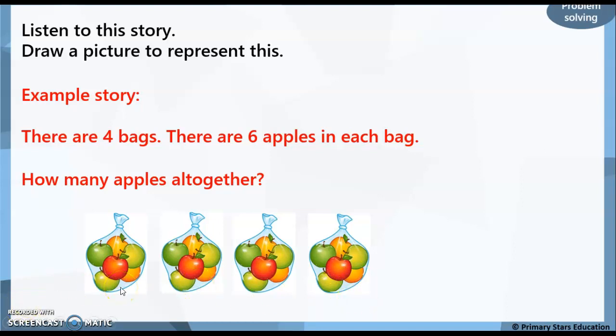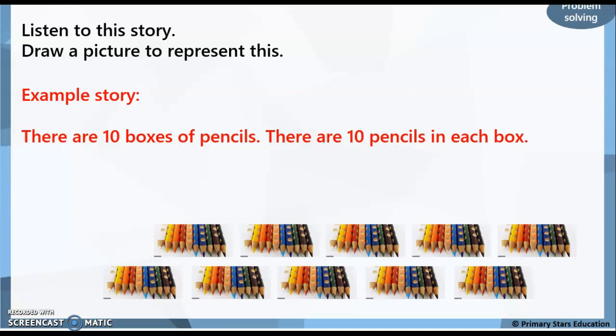So that is how we're going to do it. You're going to make your story. So you just say there are something, bags, plates, and then you need to say what's in that thing, on that thing. So in this case, we've got 4 bags and 6 apples in each bag. We draw the pictures to show that, so that when you come to work it out, it's easier for you to see.